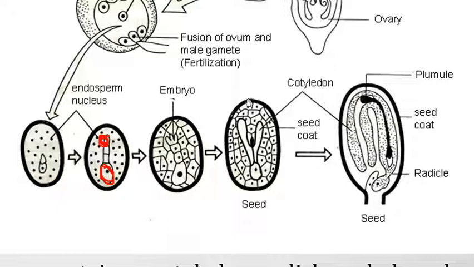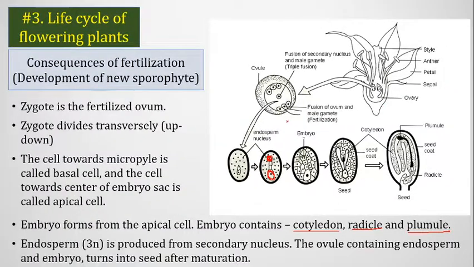And also the ovule turns into a mature seed. The ovule wall becomes the seed coat or seed wall. We also say that endosperm is produced from the secondary nucleus, as we have discussed earlier. So the ovule turns into a seed, and it contains two parts: the endosperm and the embryo. And the embryo can be further divided into three parts, as we have discussed: cotyledon, radicle, and plumule.